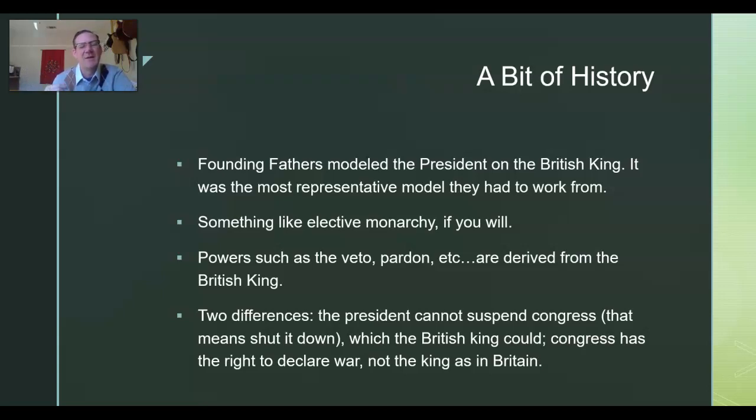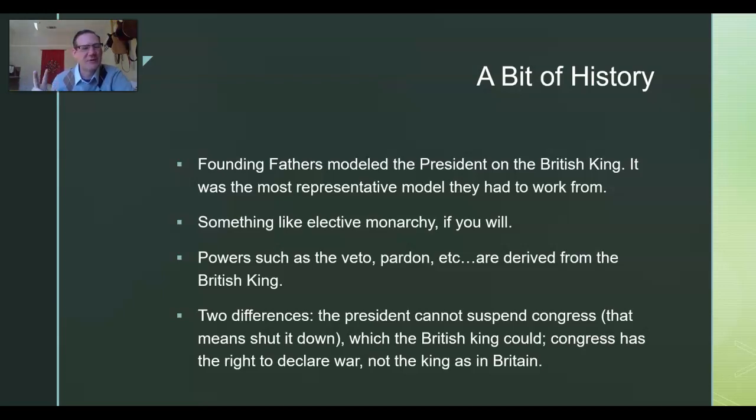Okay, and in many ways, the American president is basically an elected monarch. The powers he has are strongly derived from that of the British monarchy. He's not quite as powerful as the British king at the time. So the British king had a little more power. They jiggered things around a little bit, but it was very strongly rooted in their experience with the British system of governance.